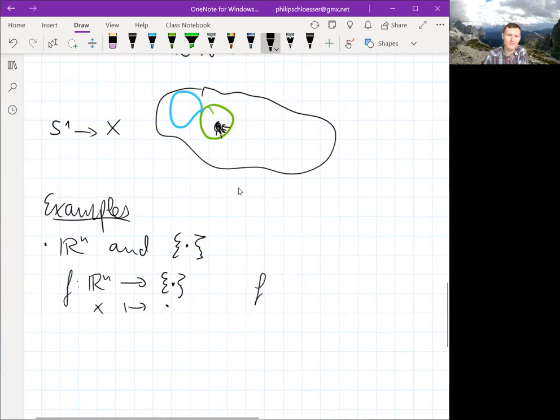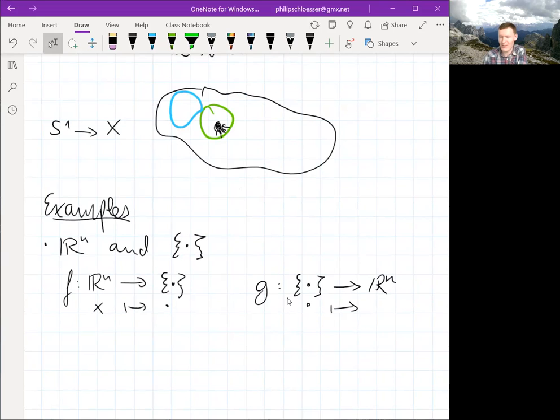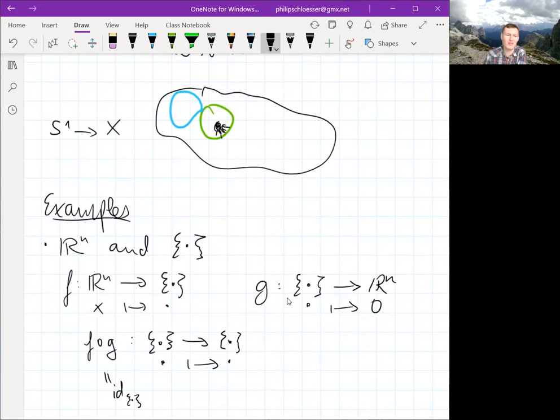The other way around, we have infinitely many choices because, well, such a map, or let's say there are R^n many choices that we can use, but I will opt for just mapping it to 0. So if we now look at f after g, well, f after g goes from the singleton set to the singleton set. Yeah, okay, it maps the singleton to singleton, so that is actually equal to the identity on the singleton set. Okay, nice.